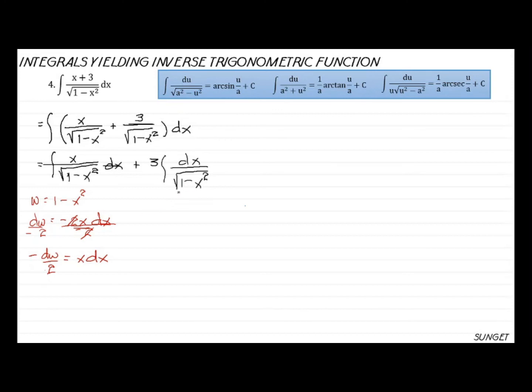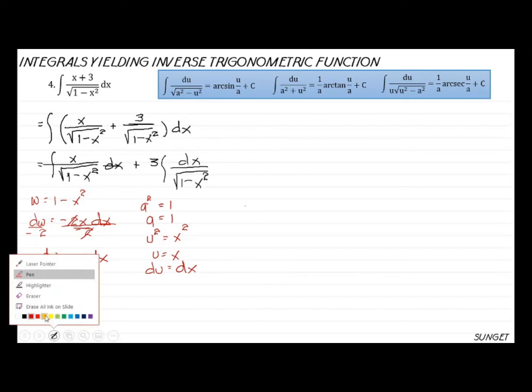Then for our second integral, we have the integral of dx over square root of 1 minus x squared. So identify the value of a and the value of u. So a squared is equal to 1. So a is equal to 1. u squared is equal to x squared. So square root of both sides, u is equal to x. Differentiate. So du is equal to dx.